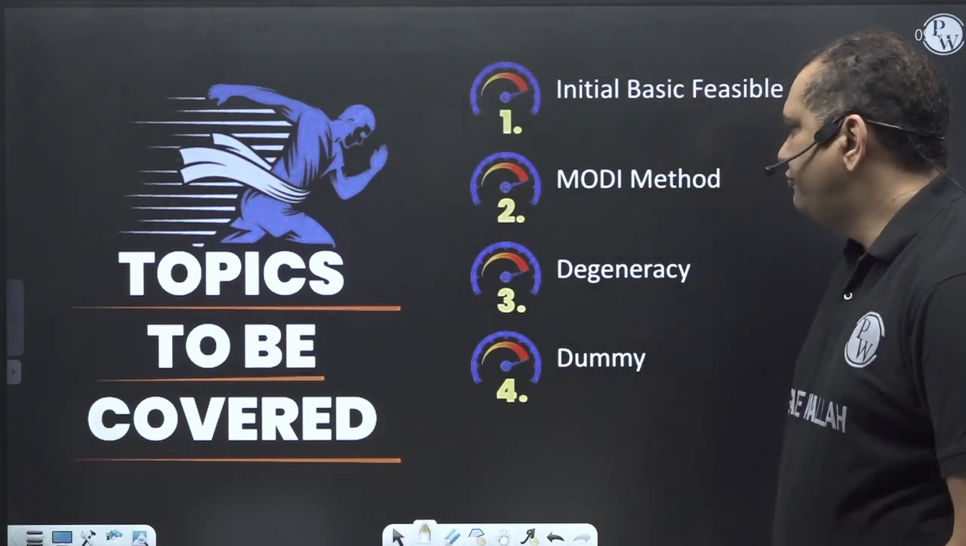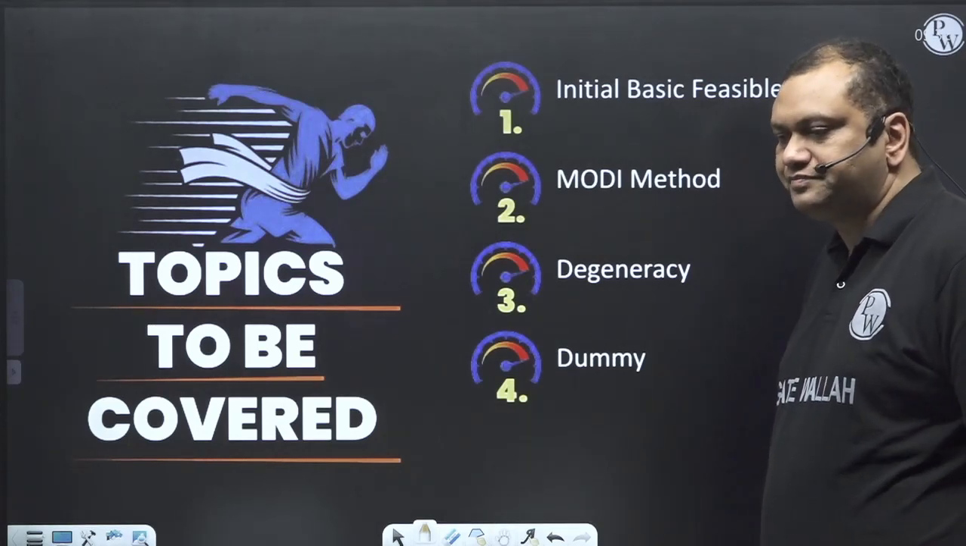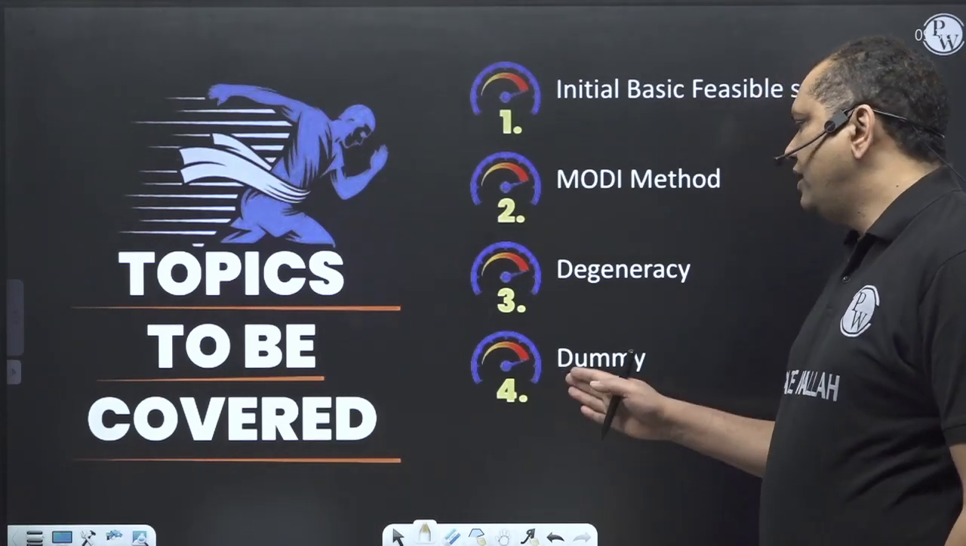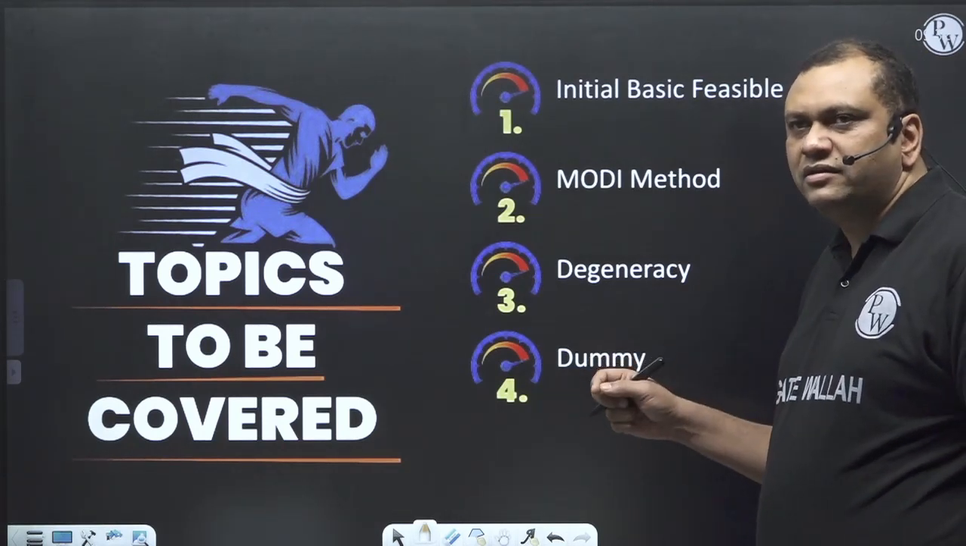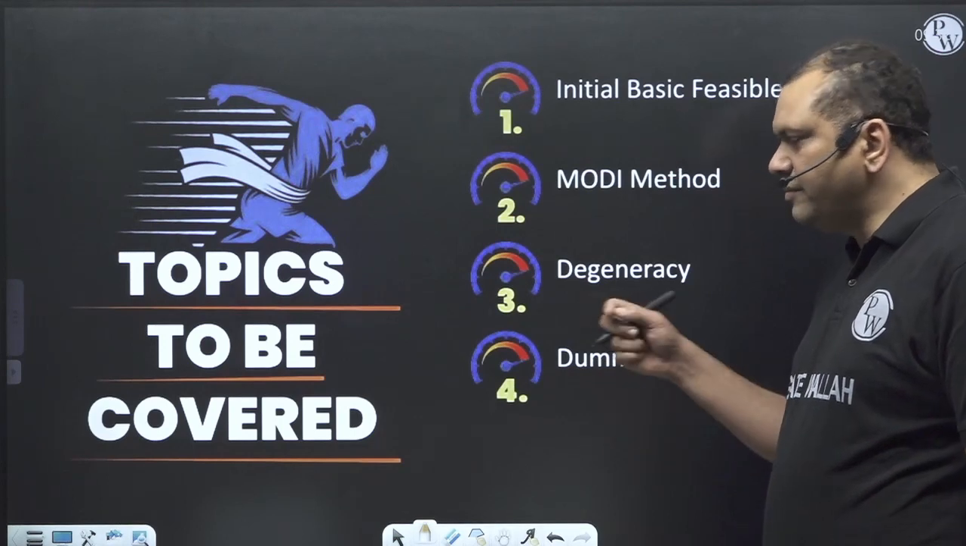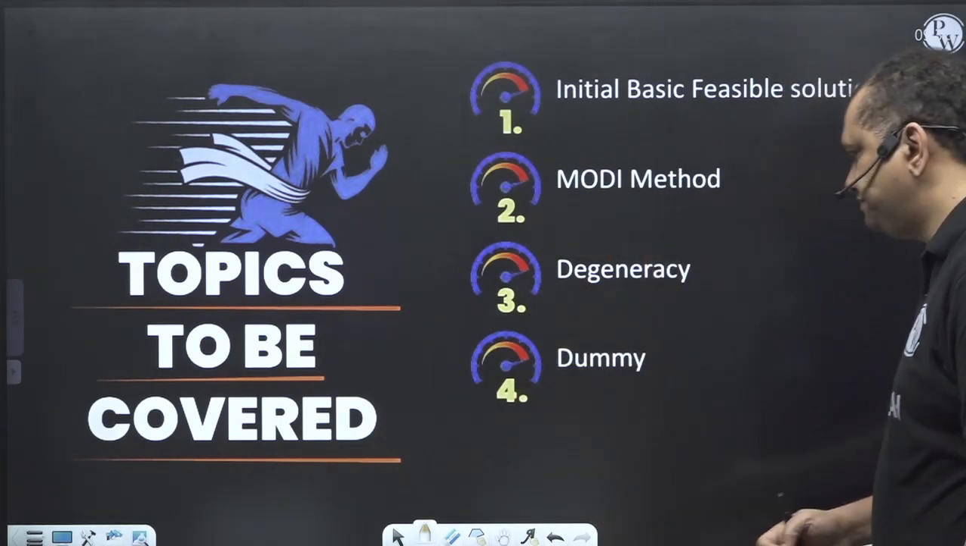And we are going to also discuss the degeneracy in transportation. And we will also discuss when we add dummy columns and rows in transportation.